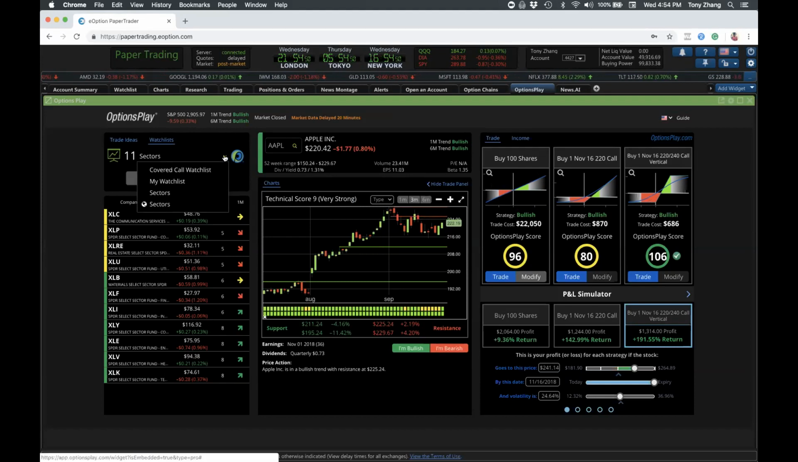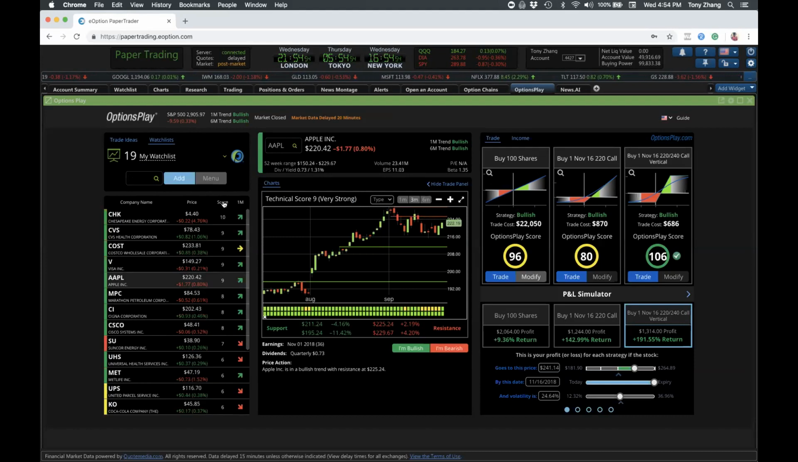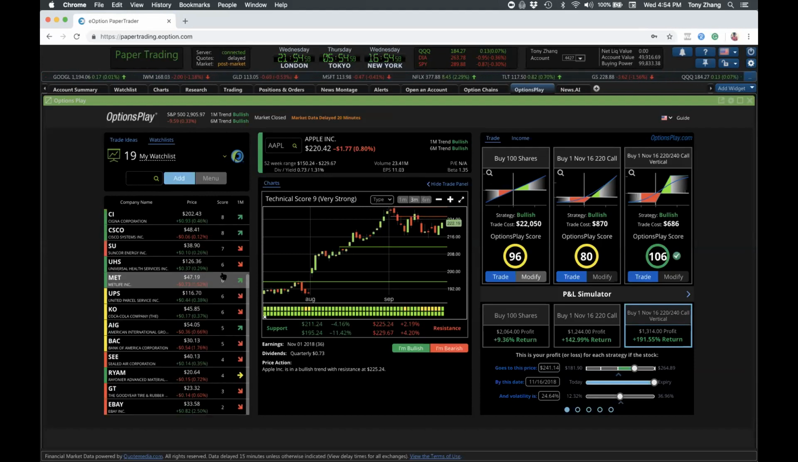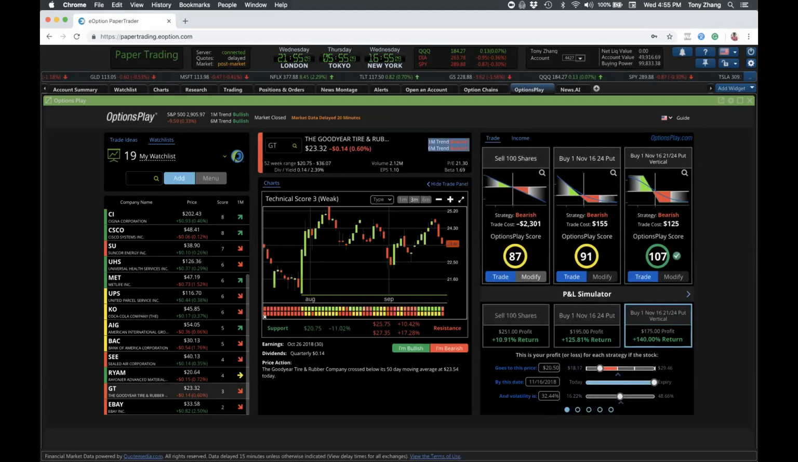Conversely, what I'm going to do is pull up my watch list here. And I typically like to sort my watch list by that score, because this allows me to quickly look at all the stocks on my watch list and see which ones are weak stocks with bearish trends, such as Goodyear Tire. As you can see, the 1-month and 6-month trend on this stock is bearish. The technical score is 3, telling me this is a weak stock, underperforming the overall market.